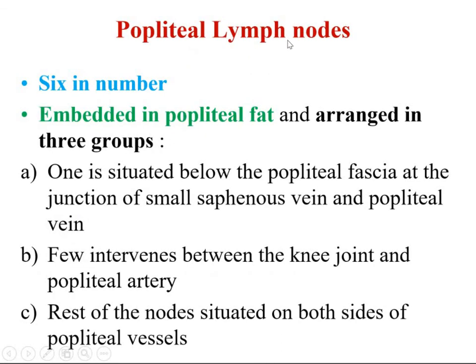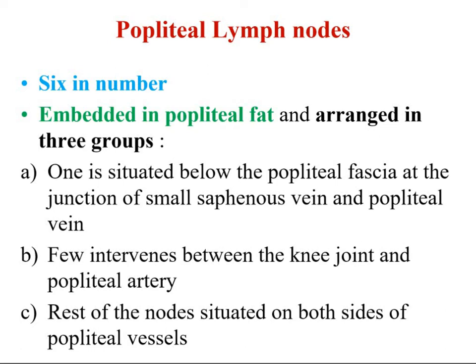Then we have the popliteal lymph nodes. So they are 6 in number, and they are embedded in popliteal fat, and they are arranged in 3 groups. So the one group is situated below the popliteal fascia at the junction of small saphenous vein and the popliteal vein, where your small saphenous vein terminates into the popliteal vein. Few will intervene between the knee joint and the popliteal artery, and the rest of the nodes are situated on both sides of the popliteal vessels. So just remember that they are 6 in number, divided into 3 groups.